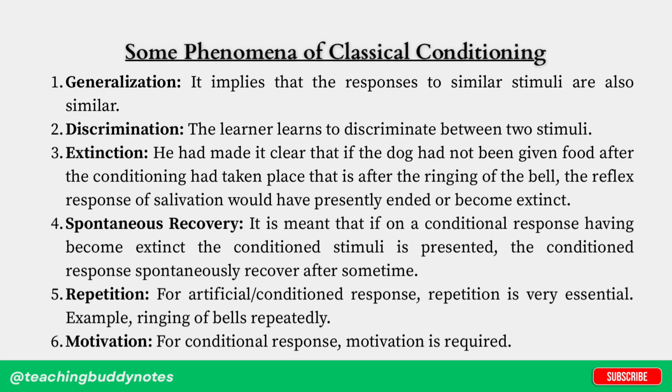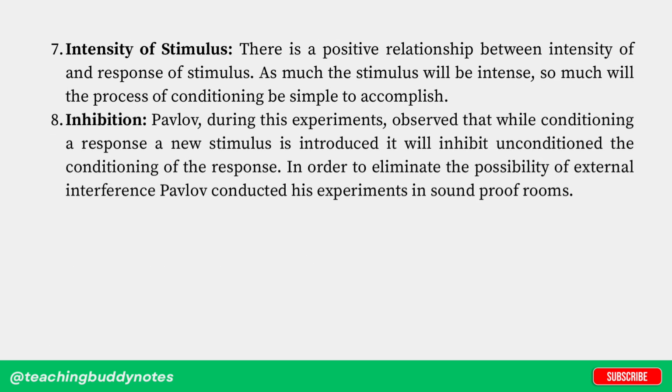Repetition. For artificial, conditioned response, repetition is very essential. Example, ringing of bells repeatedly. Motivation. For conditioned response, motivation is required. Intensity of stimulus. There is a positive relationship between intensity of stimulus and response. The more intense the stimulus, the simpler the process of conditioning will be to accomplish. Inhibition. Pavlov, during his experiments, observed that while conditioning a response, if a new stimulus is introduced, it will inhibit the conditioning of the response. In order to eliminate the possibility of external interference, Pavlov conducted his experiments in soundproof rooms.